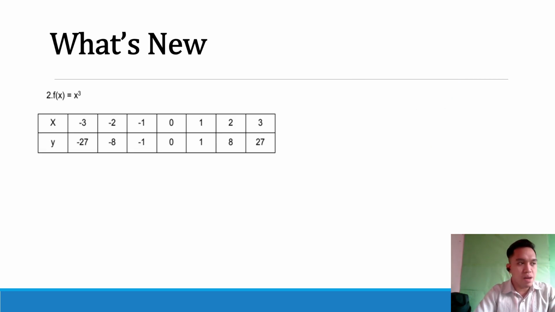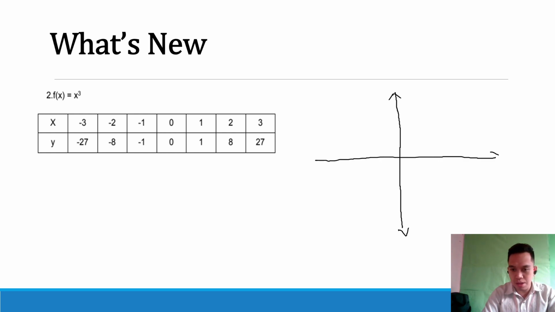Next, number 2. Okay, so we have f of x equals x cubed. So, ganun pa rin class. Okay, mag-draw tayo ng Cartesian plane. Then, i-plot natin yung ating graph dito sa Cartesian plane. So, i-plot natin yung mga points muna.